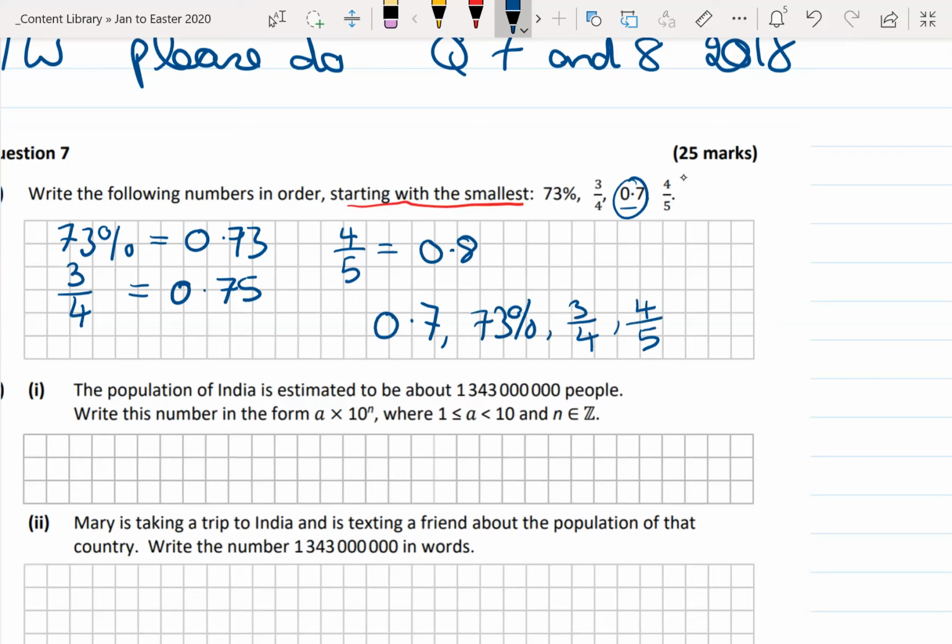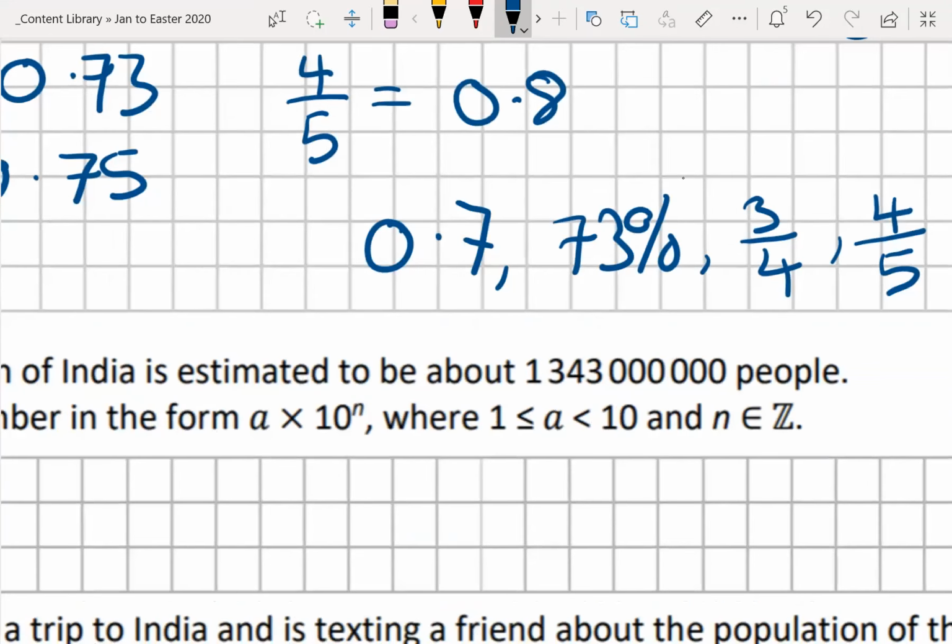Okay. The population of India is estimated to be about that number of people, over 1 billion: 1,343,000,000 people. Write this number in the form a times 10 to the power of n, where a is a number between 1 and 10, and n is an integer. So what they want basically is to write this number in this format, where a is some number between 1 and 10, and n is some whole number, be it negative or positive.